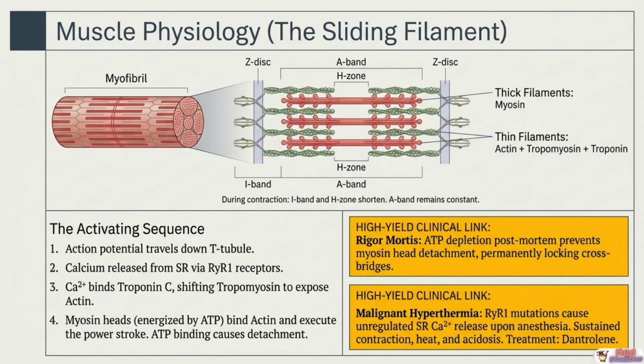Fresh ATP must bind to cause detachment. Clinically, if ATP is depleted post-mortem, myosin heads cannot detach, causing rigor mortis. Furthermore, genetic mutations in the RYR1 receptor cause malignant hyperthermia, an anesthesia-triggered state of uncontrolled calcium release, resulting in dangerous, sustained muscle contractions and severe heat production.